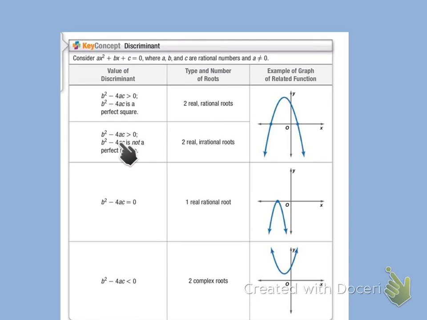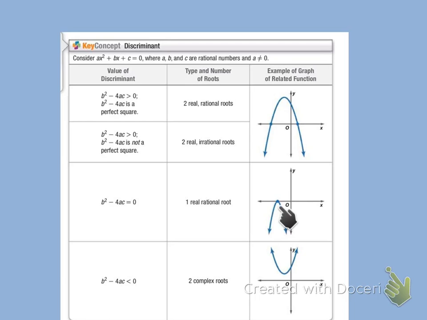Once you move down here, you're still bigger than 0, which means you're still positive, but now you're not a perfect square. Keyword: not. Then it's 2 irrational roots. That would be your plus or minus the square root of 23 and over whatever. Your third case is if you equal 0, which means you have 1 rational root.